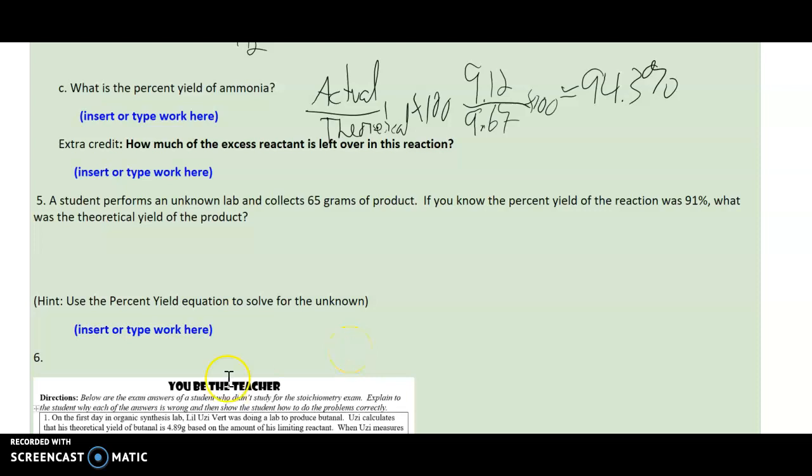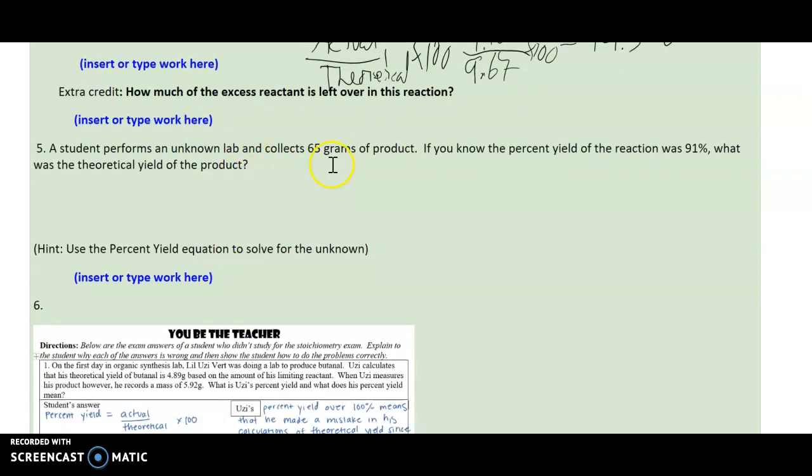All right, number 5. There are two ways to do this problem, so I'll show both. Way 1, what should we call this? Doesn't matter. First, let's think through it. A student performs an unknown lab and collects 65 grams of product. If you know the percent yield was 91, what was the theoretical yield of this product?